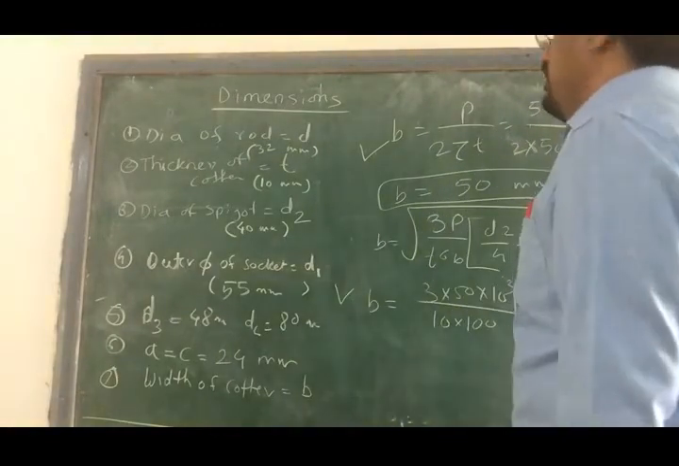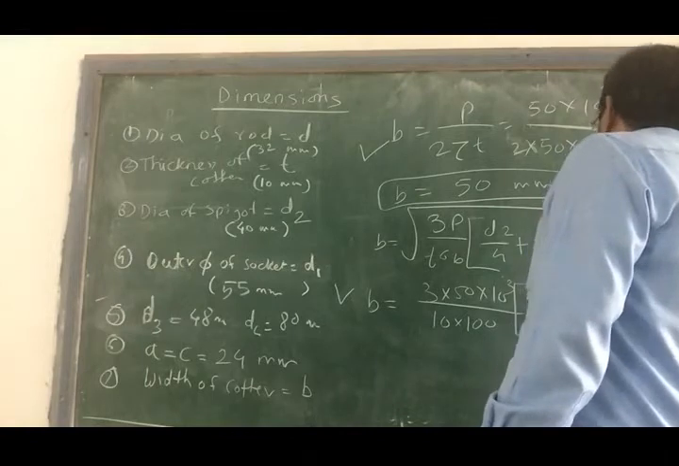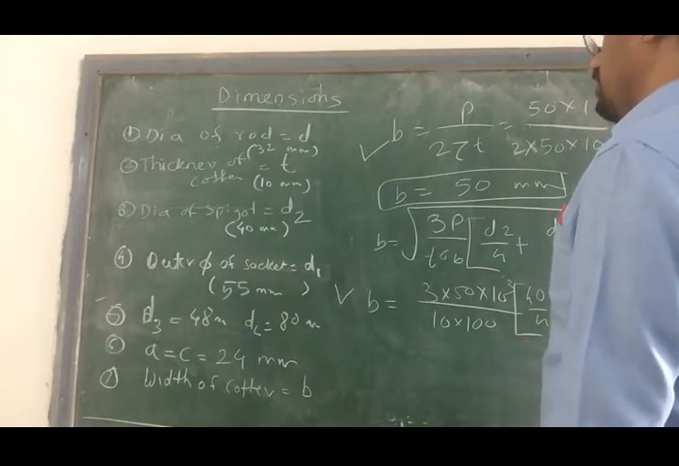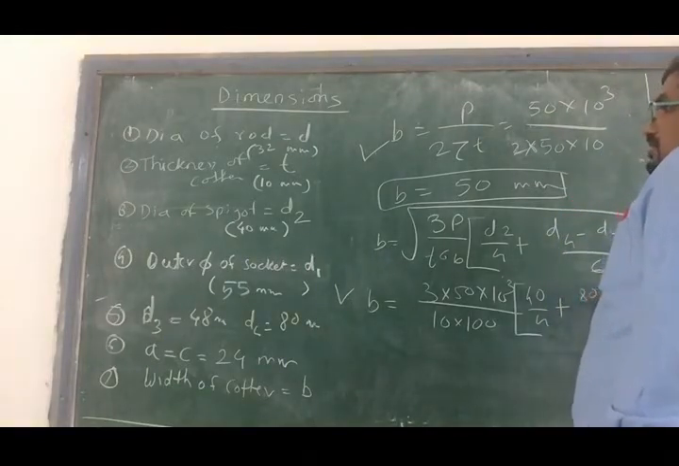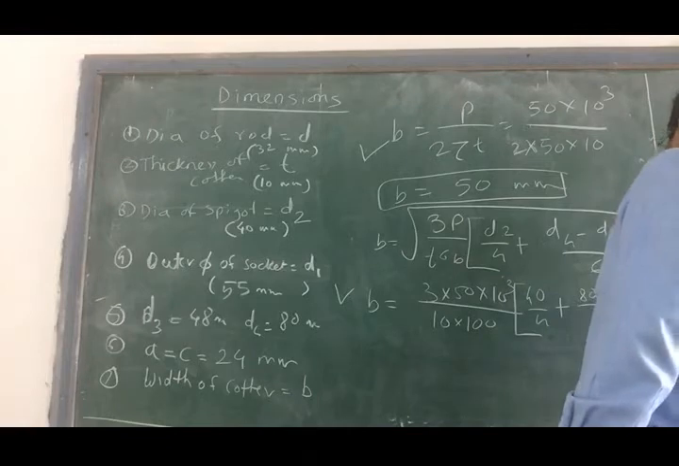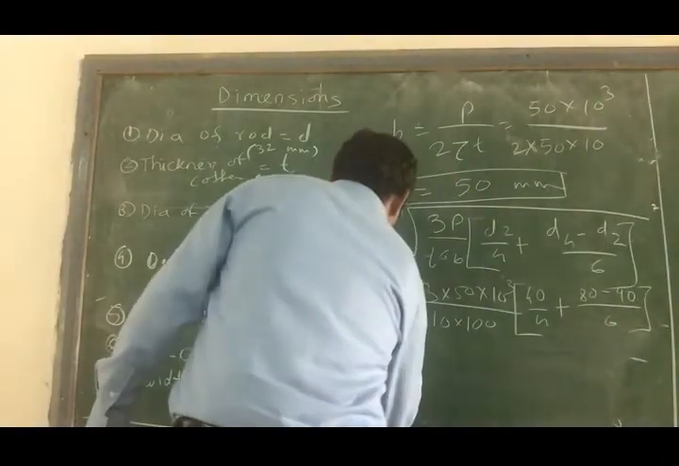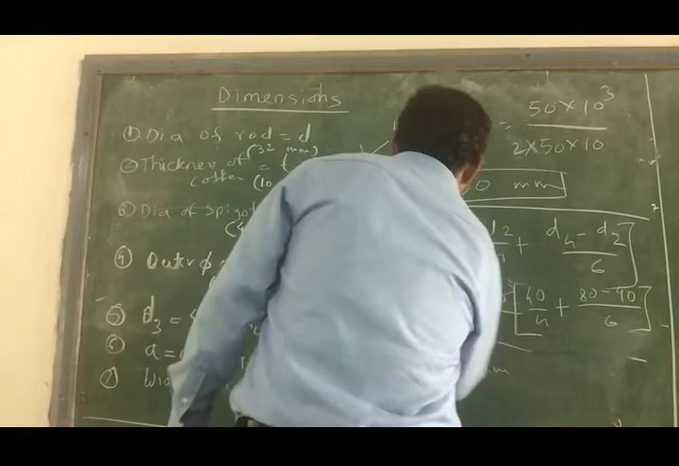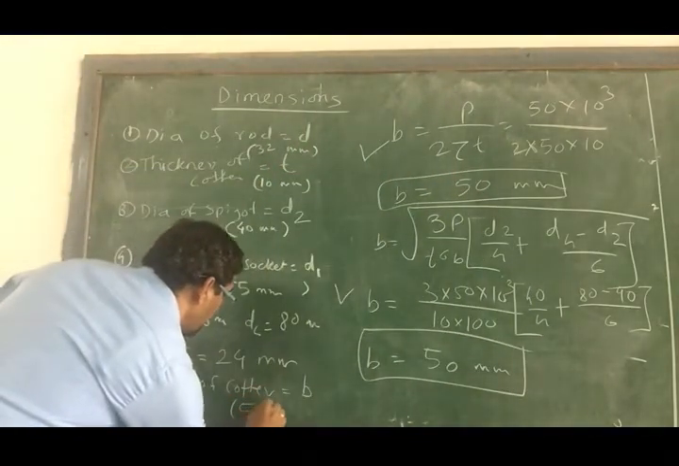Then D2, I think 40 by 4, plus D4, we got as 80 minus 40 upon 6, right? So try to put those values and see what value we get. B as again 50 mm. So this is because it is the same, it doesn't matter. So we got this thing as 50 mm.